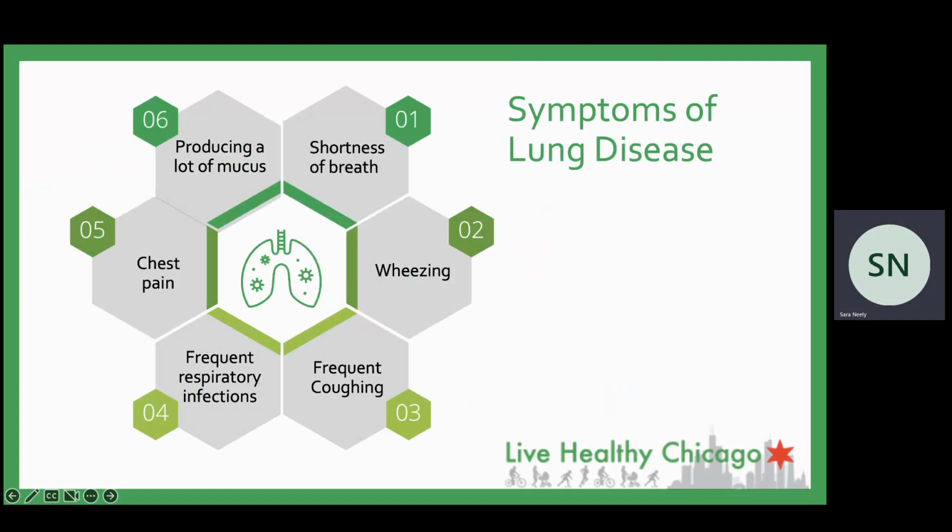There are many symptoms of lung disease, but some of the main ones are shortness of breath, wheezing, frequent coughing, frequent respiratory infections, chest pain, and producing a lot of mucus. If you notice these symptoms, talk to your provider so they can do tests for lung disease. It is still important to take medicine for lung disease if your provider has prescribed it, regardless of if you have symptoms. One exception is if your chest pain is severe and comes on all of a sudden, call 911.